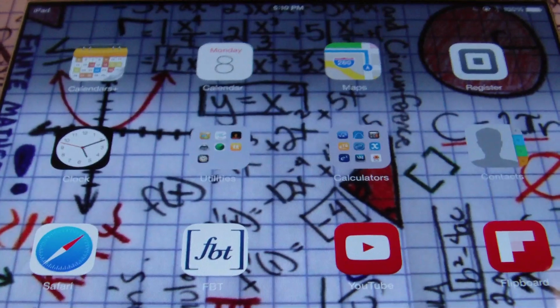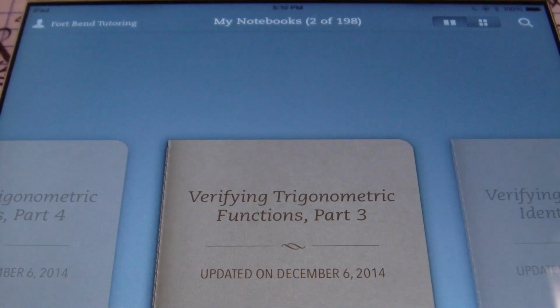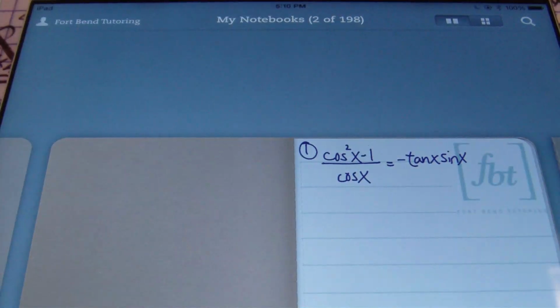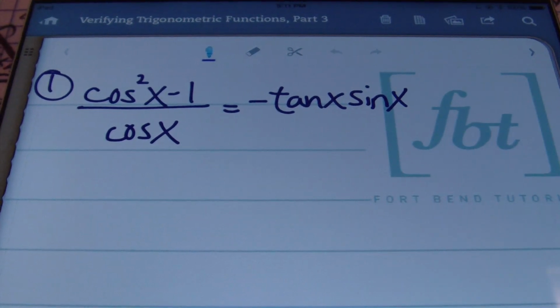Hello ladies and gentlemen, this is Mr. Witt with Fort Bend Tutoring, and today's tutorial is going to be about verifying trigonometric functions part 3. That's right, this is going to be the third part of a 4-part series on verifying trigonometric functions.